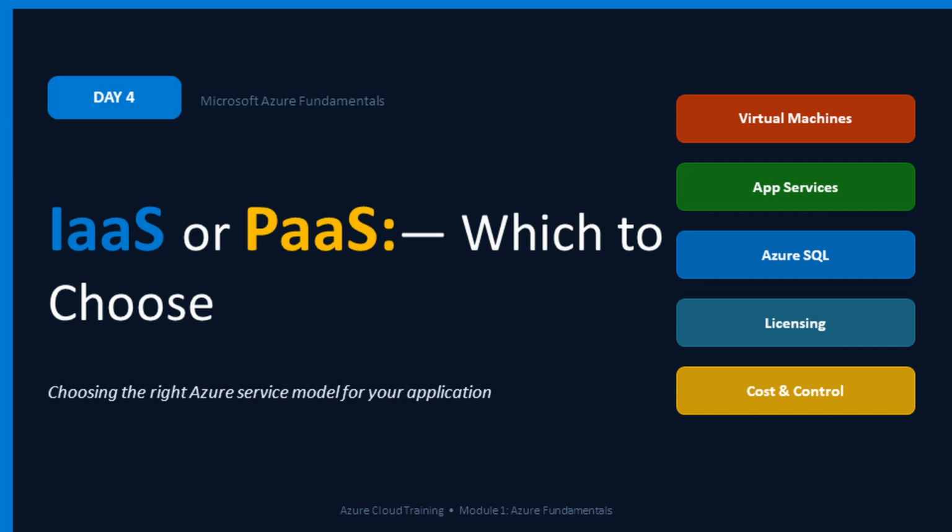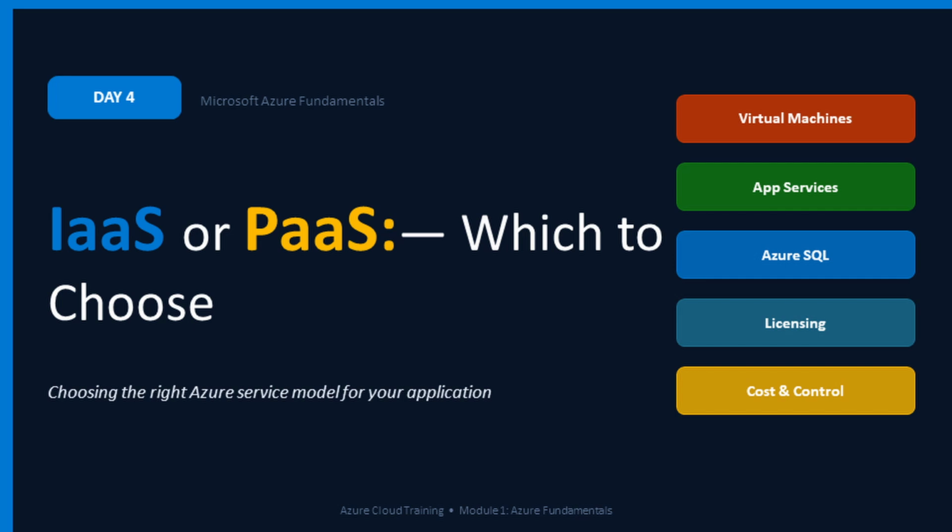Today, we're tackling one of the most important architectural decisions you'll face when moving to the cloud. Should you choose IaaS, Infrastructure as a Service, or PaaS, Platform as a Service? This is a question that every cloud architect, developer, and IT professional encounters, and the answer isn't always straightforward. By the end of today's session, you'll have a clear framework for making this decision confidently for your own projects.